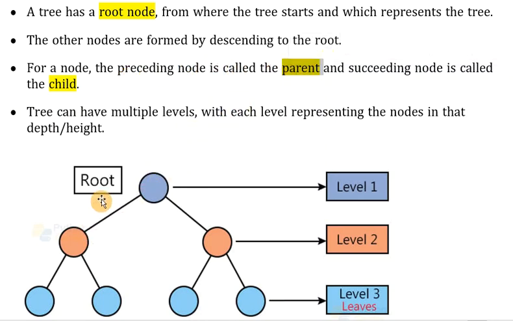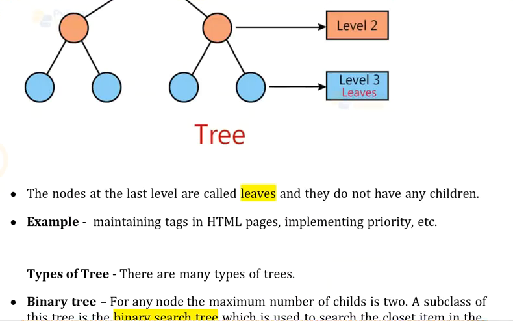So from where the other nodes are starting, that place is called the parent node, and the succeeding node is called the child node. So here this is the child node, and this is the parent node, and the node at the bottom, which does not have any child node, is called the leaf node. Here you can see the nodes at the last level are called the leaves, and they do not have any children.